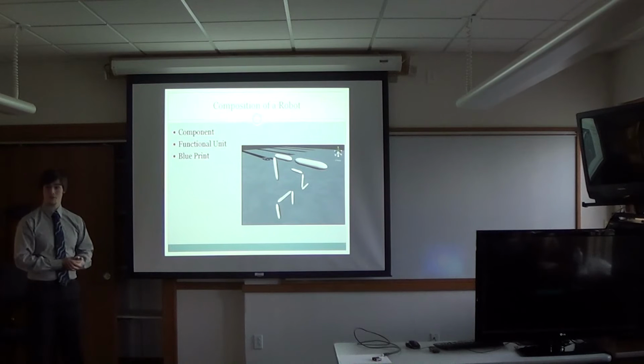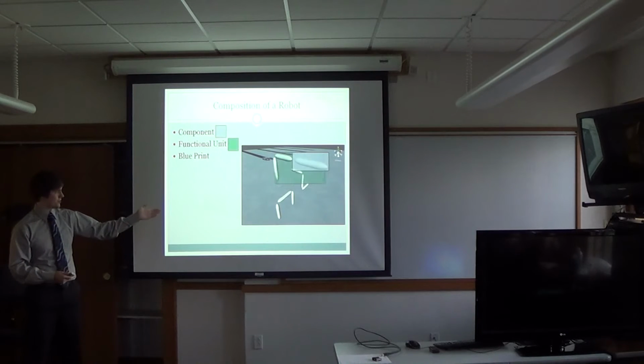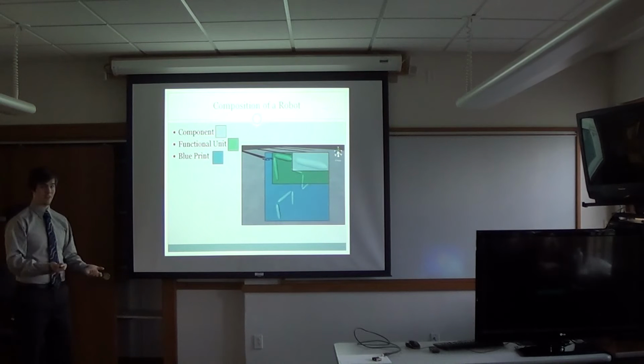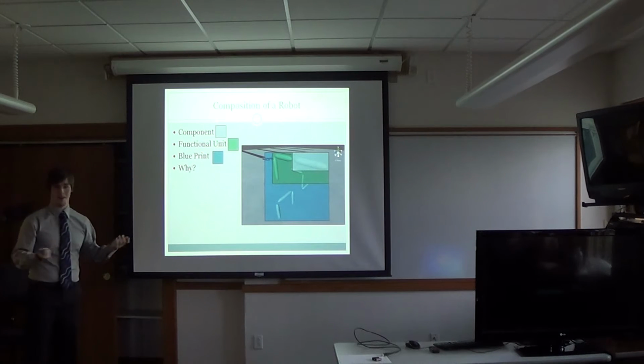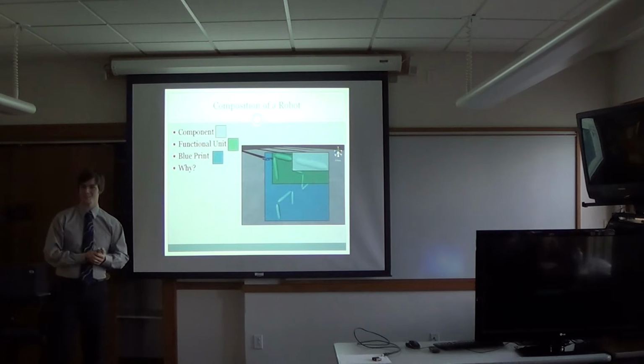It's composed of 3 different functional units. So quick recap: we have a component, many components make up a functional unit, and then many functional units compose a robot. Alright, so why would I do that? Why have this functional unit? Why is there a middleman in there? A middleman usually is a bad thing.